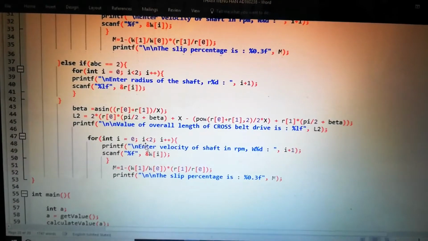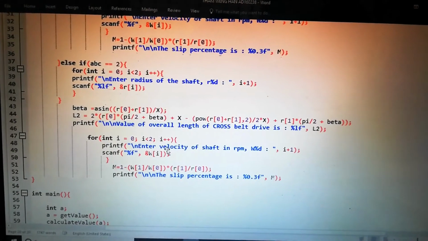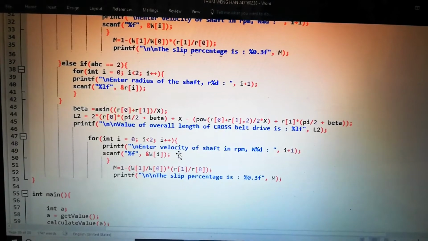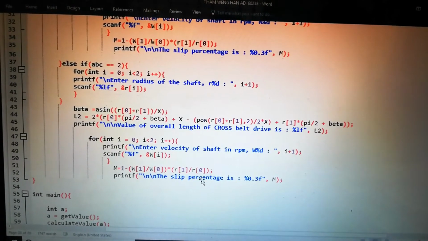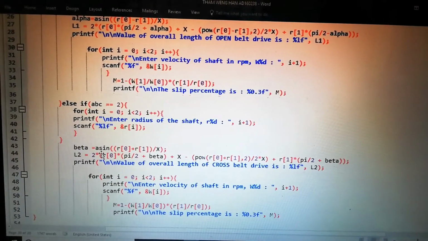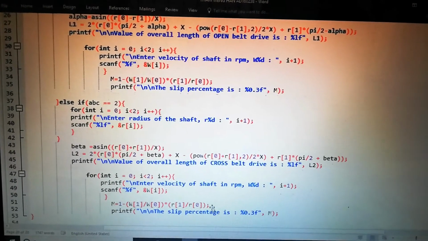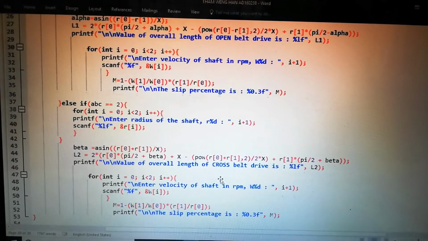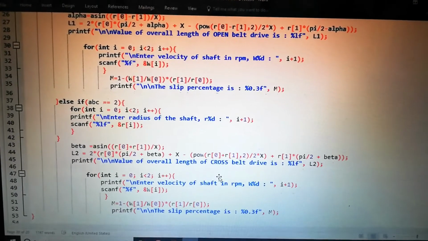So next we will also go to another loop for i equal to 0, i less than 2, and i plus plus. So we will also enter the velocity of the shaft in RPM for velocity 1 and velocity 2, and by following the formula we will also get the slip percentage. In these two functions, the only difference is the overall belt length. The slip percentage is the same for both of them: even for different belt drives, if they have the same velocity, they will have the same slip percentage.